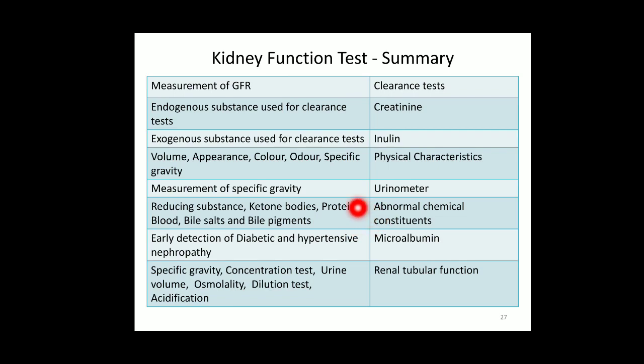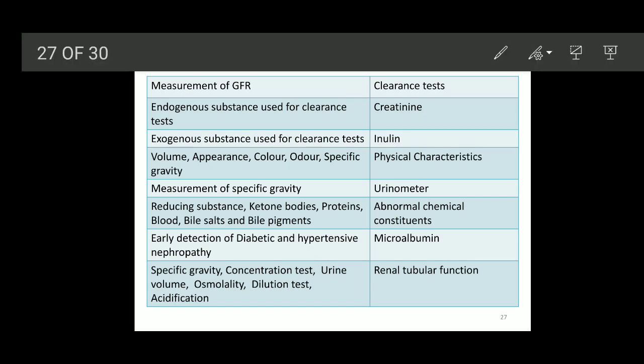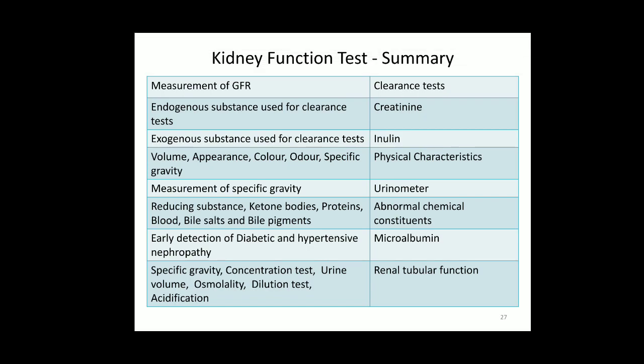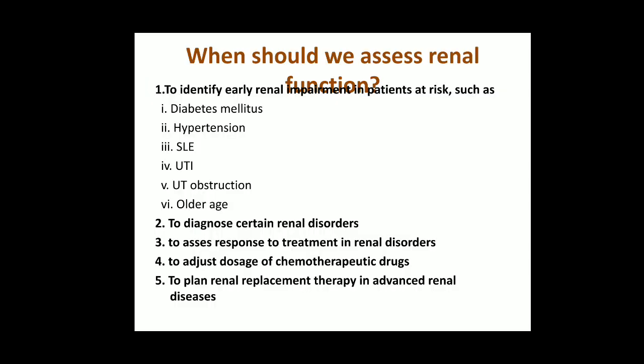Then abnormal constituents like reducing sugar, ketone body, protein: what test we do, the name of the test, and the observation I have told you. Then microalbuminuria, normal range I have told you. This is used to assess what and in what condition it is useful I have told you. Then tubular function: specific gravity, concentration test, urine volume, osmolality, and dilution and acidification tests. These are the tests that come under renal function tests.